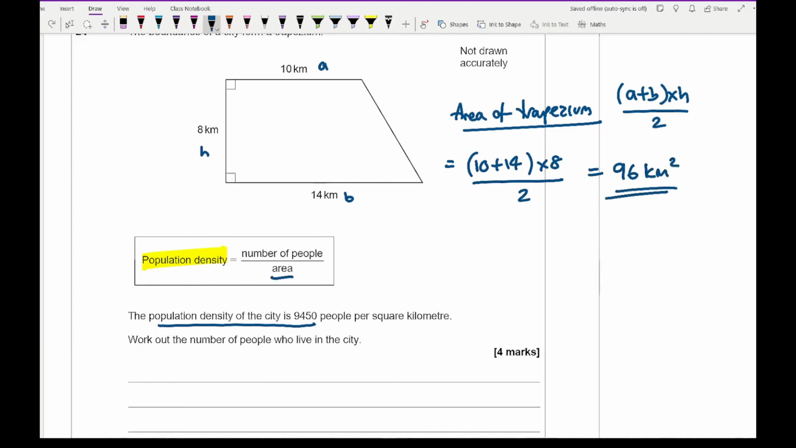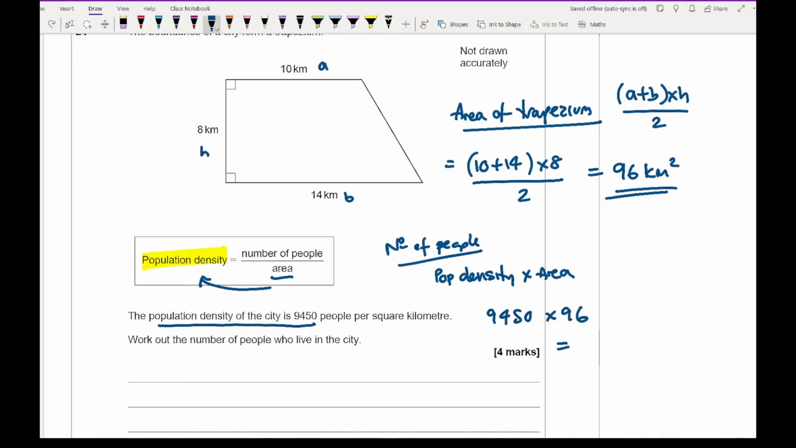Now the question is asking to work out the number of people. So for this, I need to take area over to the other side. So the number of people is going to be the population density multiplied by the area. That's 9450 multiplied by 96, and that gives me an answer of 907,200. And there is my answer.